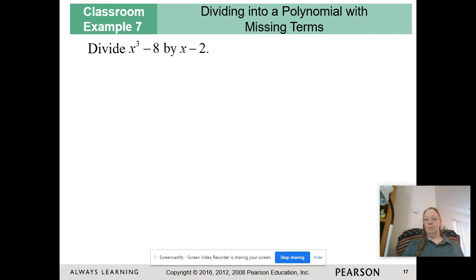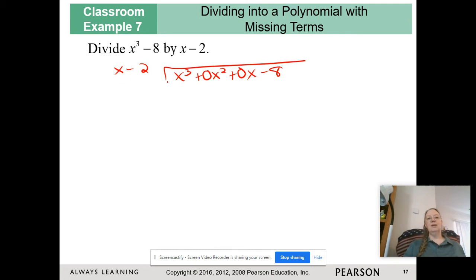Okay, this one, plain x. So we can use synthetic division, and we'll do that after we do our long division here. And notice we've got some missing terms. I've got my x cubed, but what I don't have is an x squared, so I have to put in a 0x squared. I don't have an x, so I've got to put in a 0x. And I do have a constant.